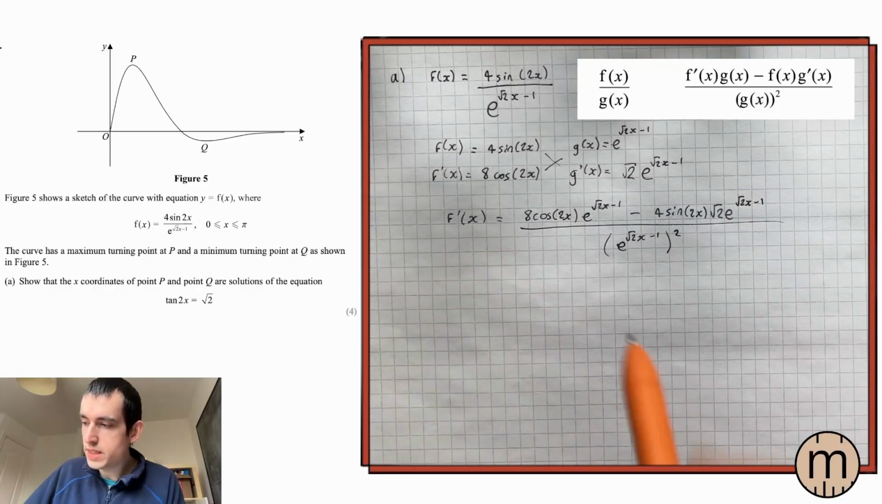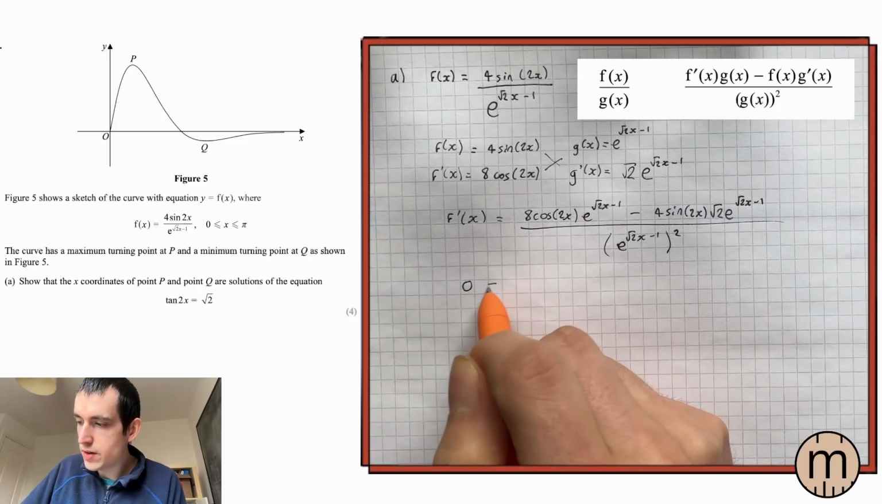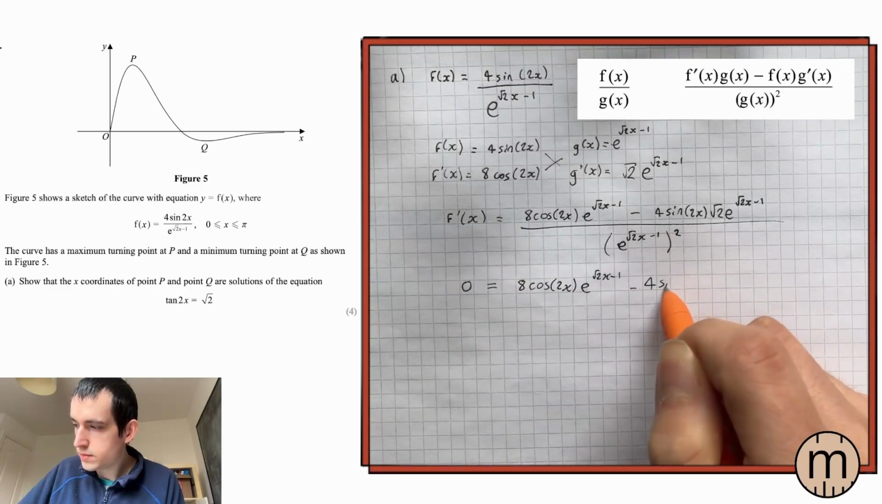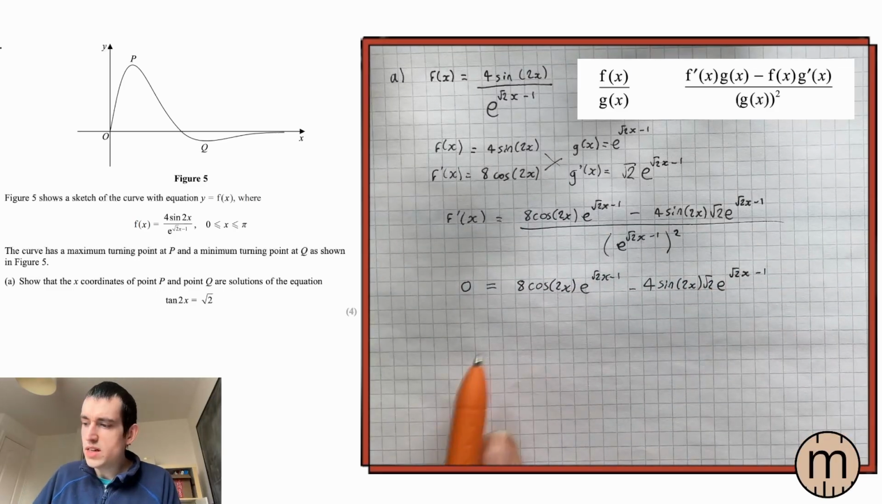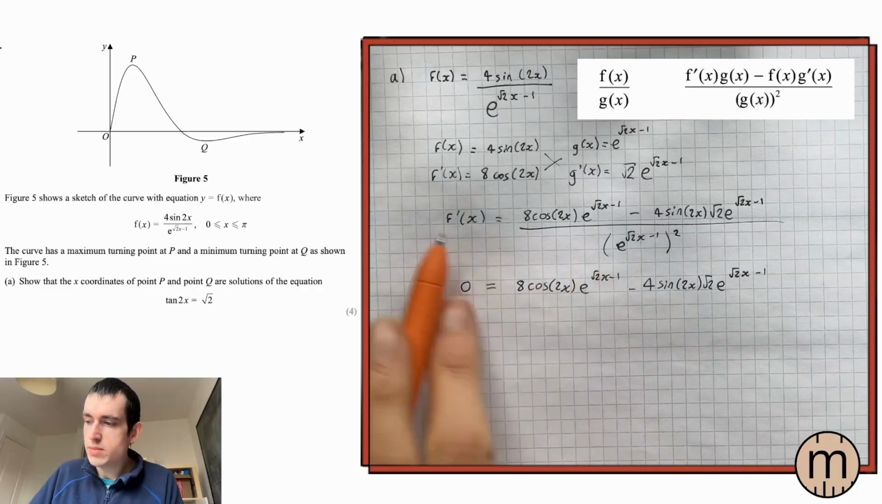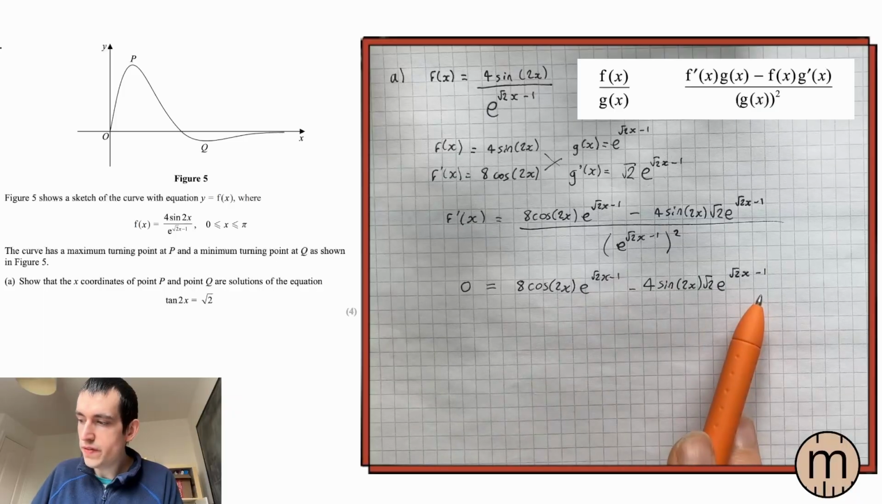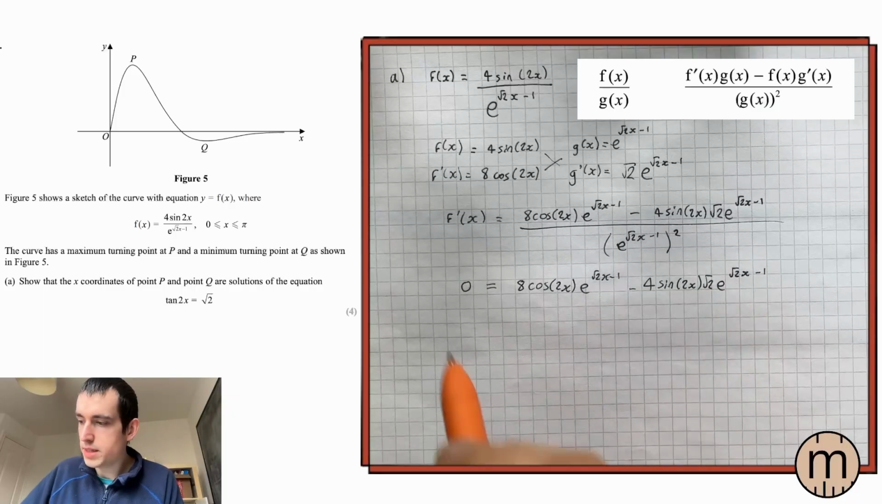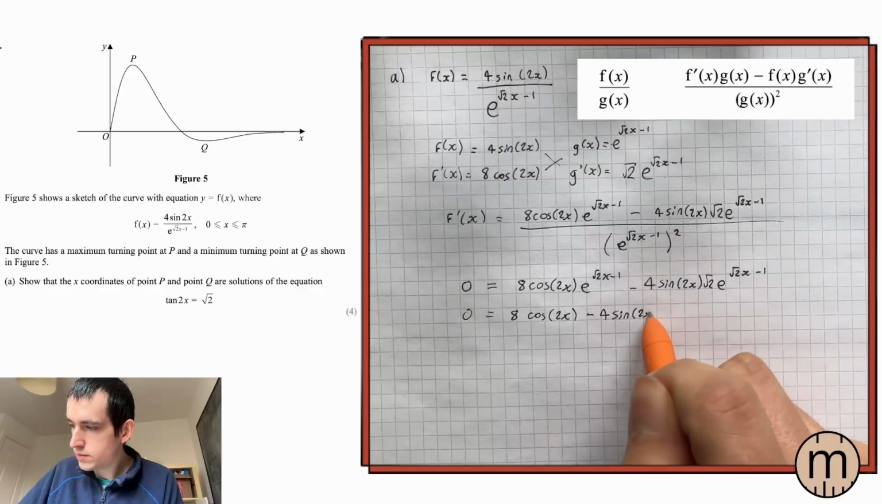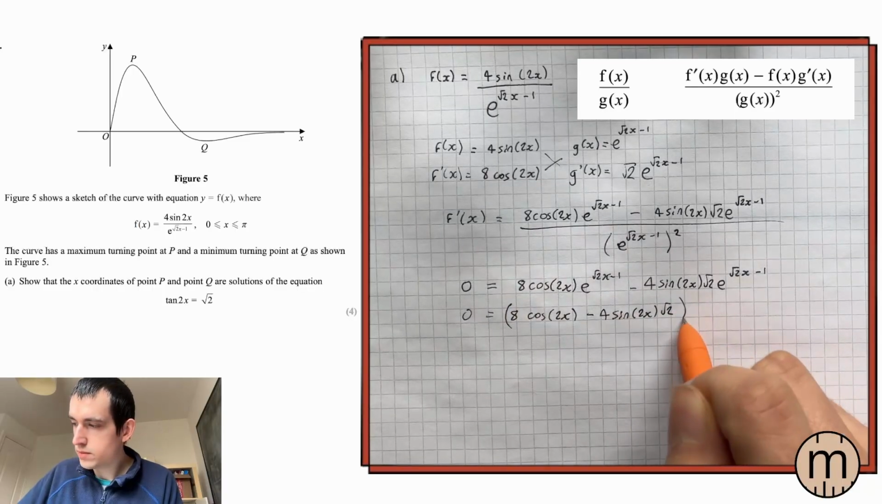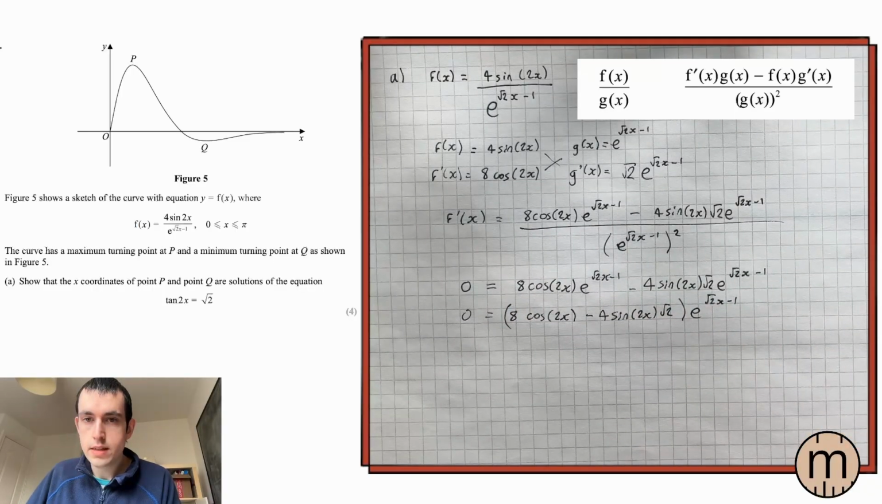We're looking for stationary points. That's when the derivative is equal to 0. So set this equal to 0. And in fact, what I'm going to do, instead of writing the denominator, I'm just going to times it by 0 and get rid of it straight away. What can we do next? Why don't we factor out e to the root 2x minus 1? Like this. Now we've got two things multiplied together equals 0. So either the first bracket is equal to 0 or the second thing is equal to 0.